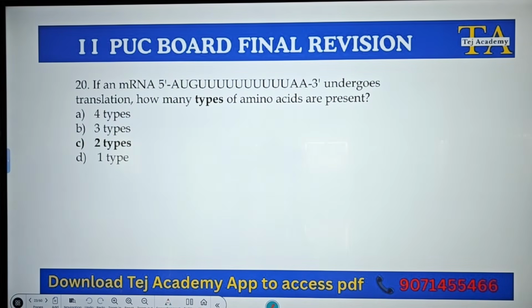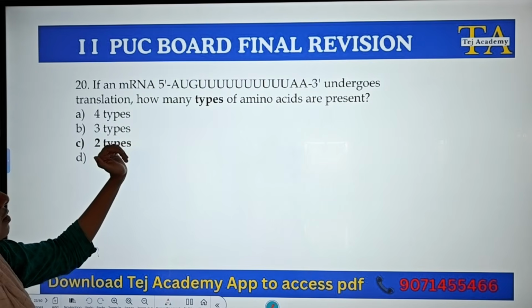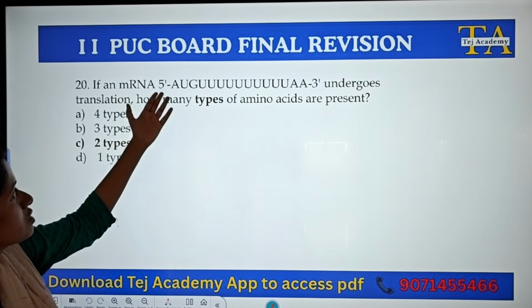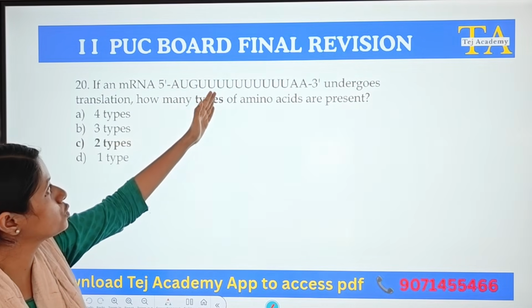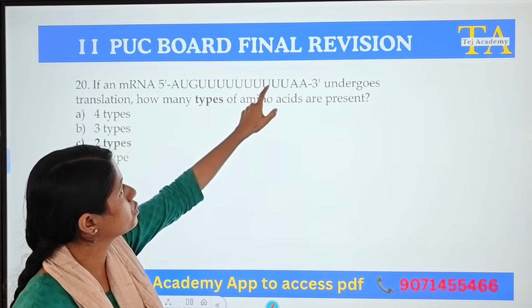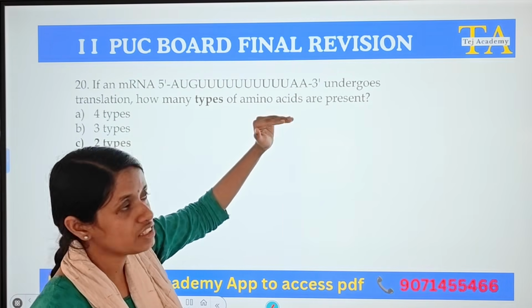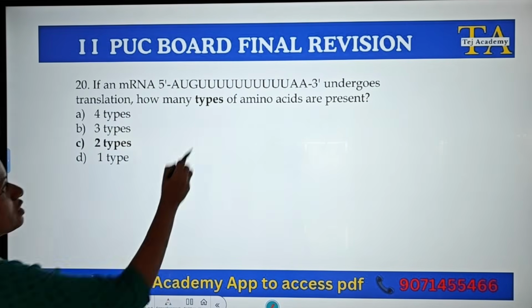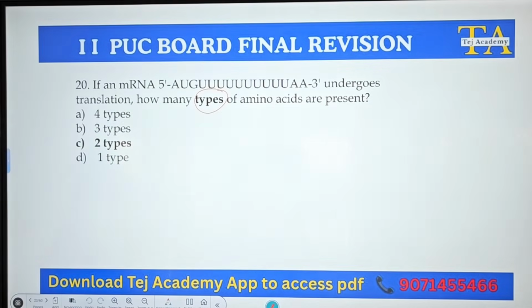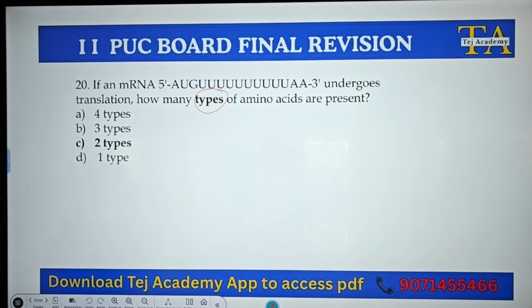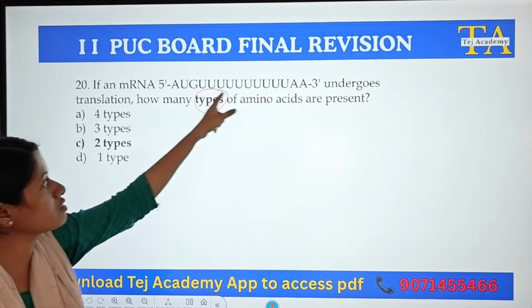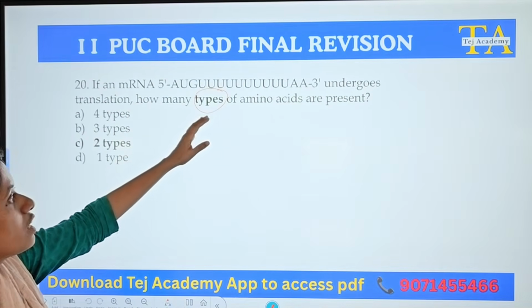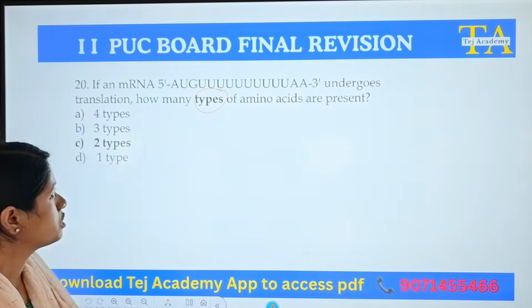The next question is, if an mRNA has its sequence 5' AUG UUU UUU UUU UAA 3' and undergoes translation, how many types of amino acids are present? Okay, here we have to be very careful with the question. So what is the question? They are asking, in this sequence, how many amino acids you can get? So let's check.